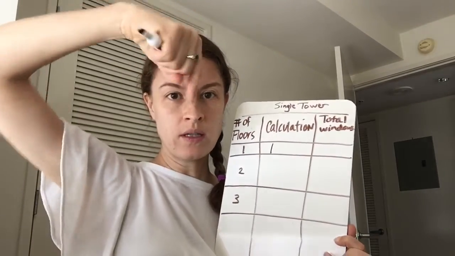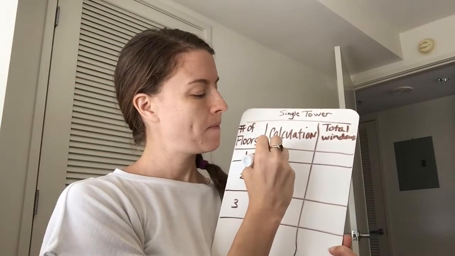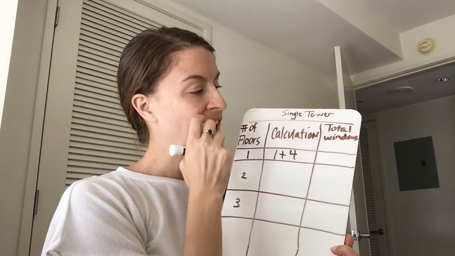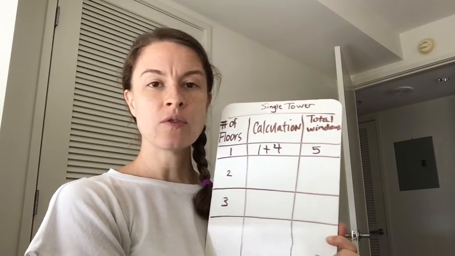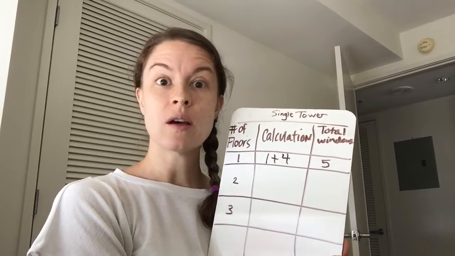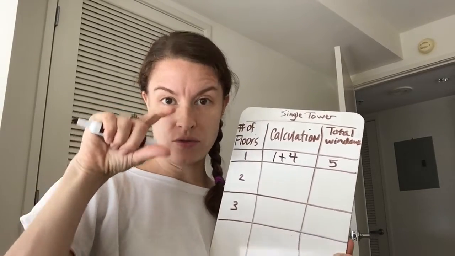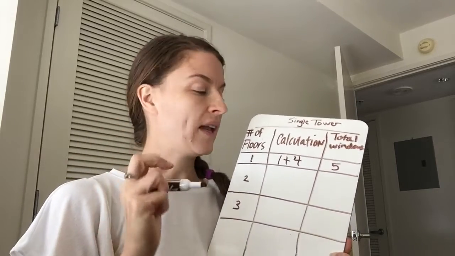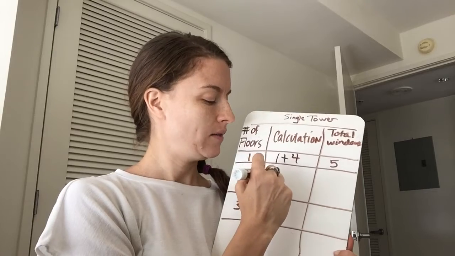There's one window on top, and then there are 4 side windows around the side. So it's 1 plus 4. And the total windows I get are 5, okay? So now make your single tower 2 floors, okay? So there's 2 cubes, right? So again, how many skylights do we have? 1, that's right. So it's still going to be 1.